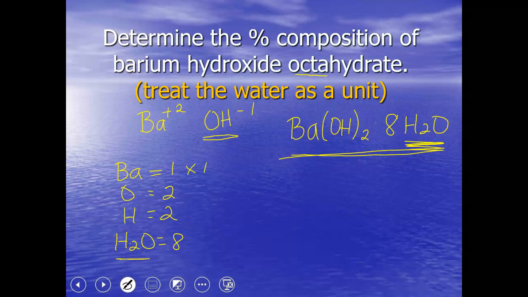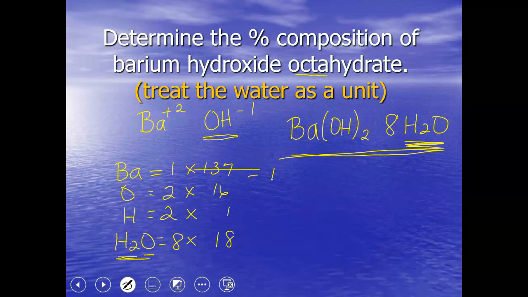So then I need to get my periodic table and get the molar masses of the elements. Now, the water I have to add up. And it's such an easy one to add up. That's why we just keep it all together. Oxygen is 16, and each of the hydrogens is 1. So it's a total of 18.